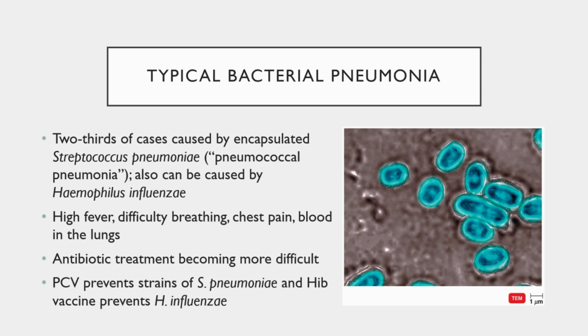Although the primary utility of this vaccine, as we're going to learn later on when we talk about diseases of the nervous system, is actually in preventing bacterial meningitis, which can also be caused by Haemophilus influenzae. But there's also the side benefit of preventing bacterial pneumonia.